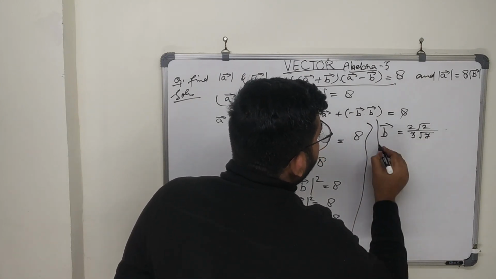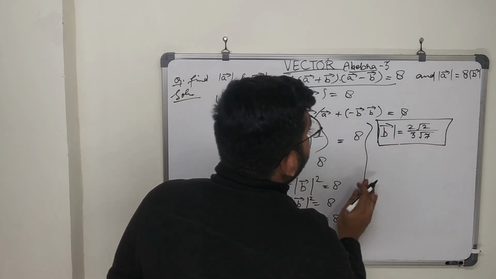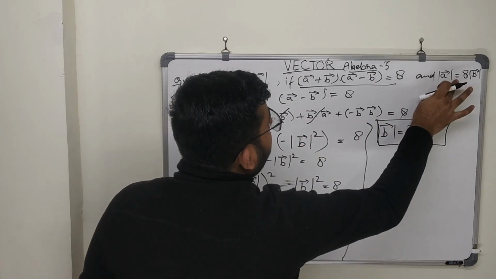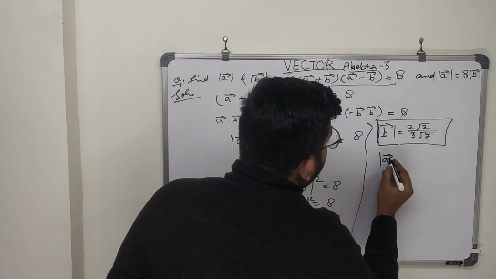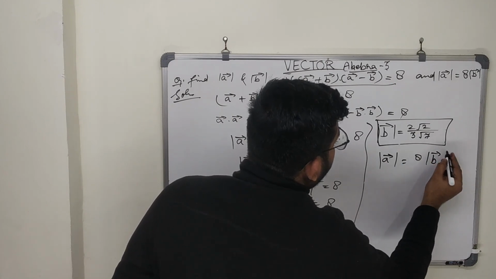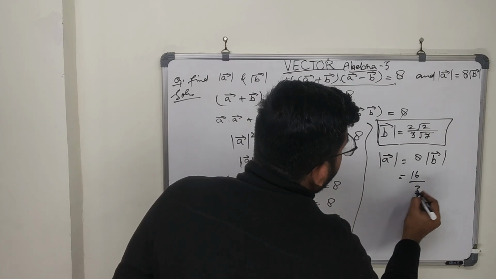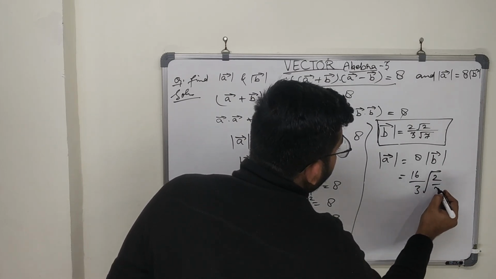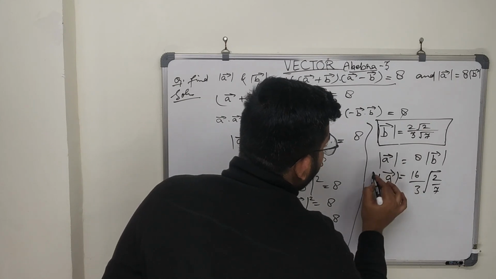So this will be the answer for B vector's magnitude, and similarly we can calculate with the help of this A vector's magnitude. This will be equal to 8 times the magnitude of B vector. So this will be equal to 8 into 2, that is 16 upon 3 under root of 2 upon 7. So this will be the magnitude of A vector.